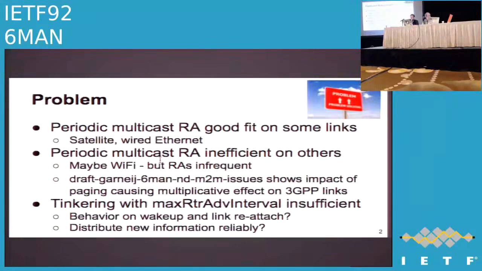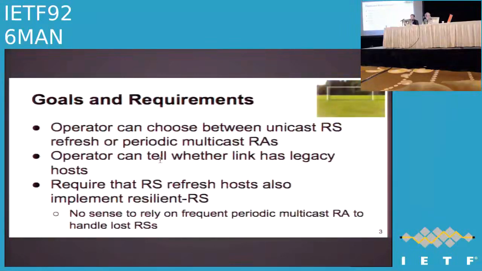So listening very carefully to what Ran Atkinson said, yeah, there definitely are links where you don't want to change the current behavior. It's fine to send multicast RAs relatively frequently because it's the most efficient way of distributing information on like a satellite link or something like that. But giving the operator the opportunity to choose, saying, I have this type of link that has these characteristics, can I do something that's different that works better on that link? And the other thing is that as you do this stuff, I think it's fairly natural that if you implement something new in this space, you would also implement resilient RFs. So couple those things together and think about them together.